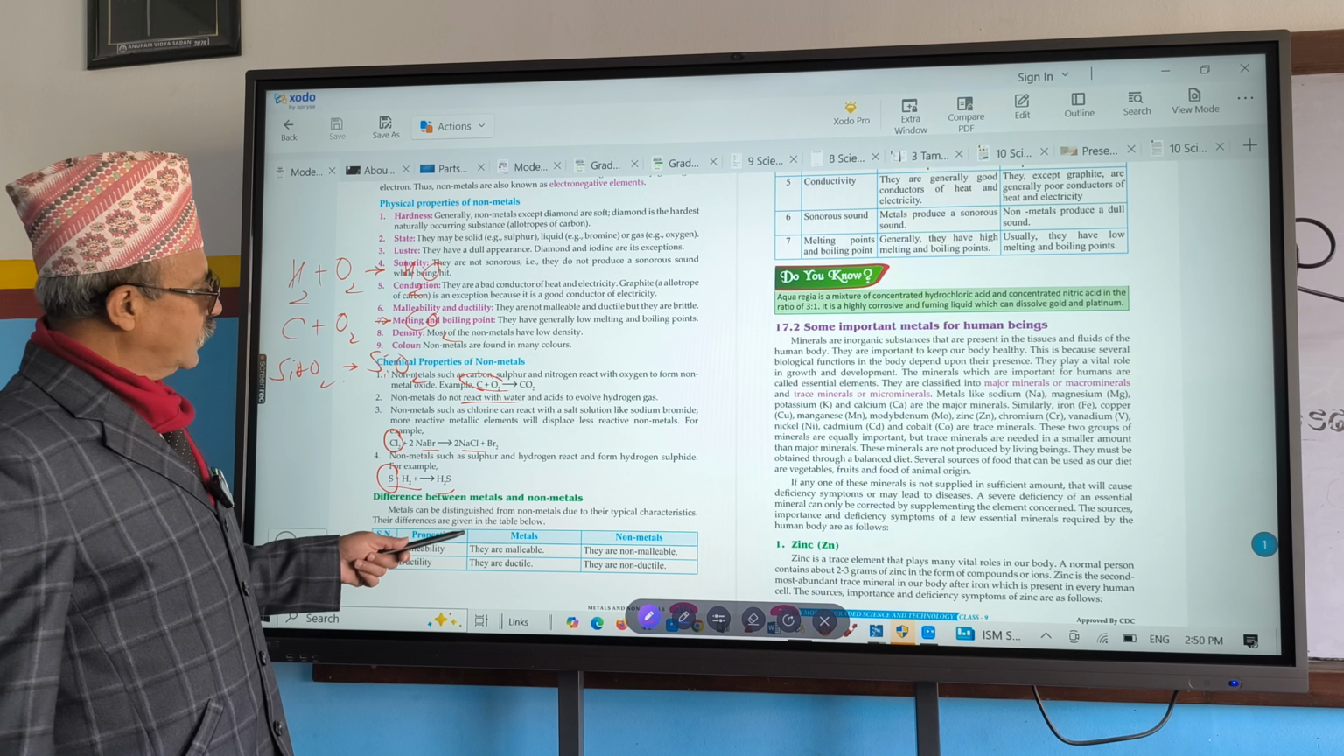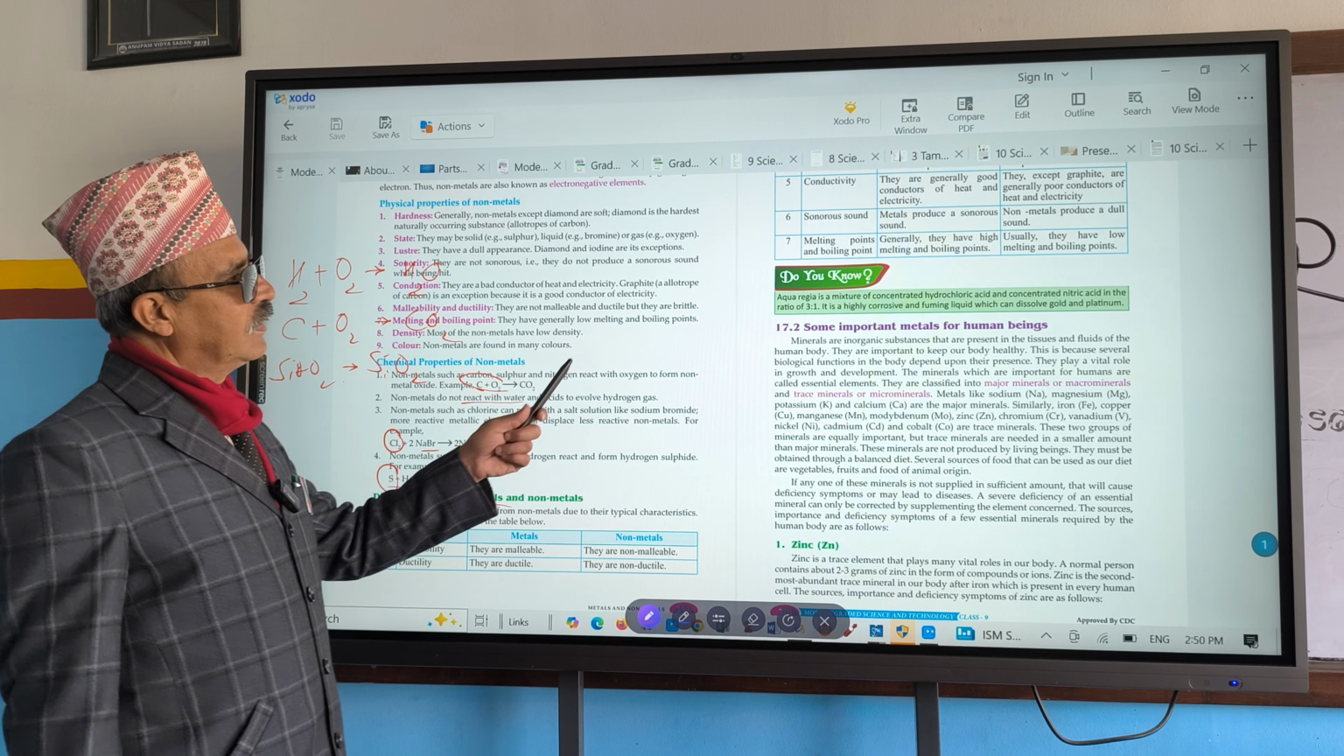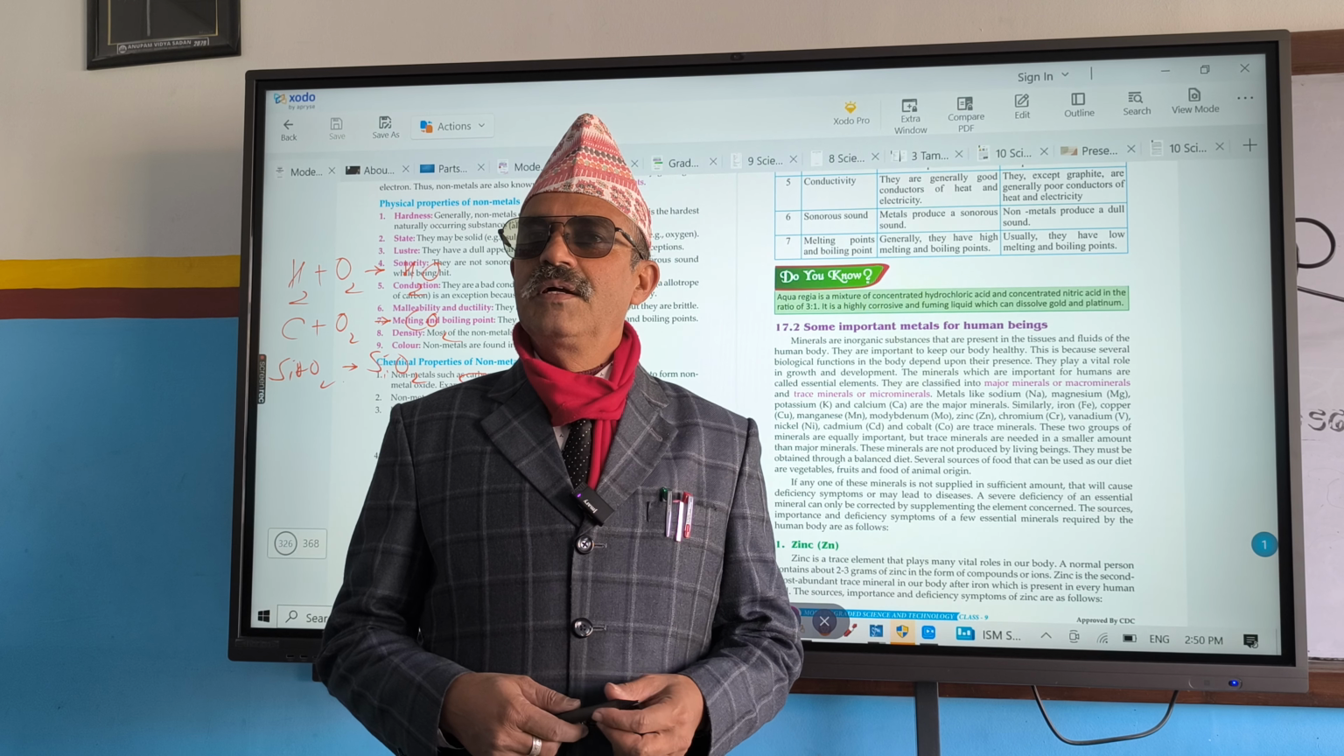And tomorrow we'll be discussing the difference between metals and non-metals and some important metals in our life. By tomorrow's chapter, did you understand or not?